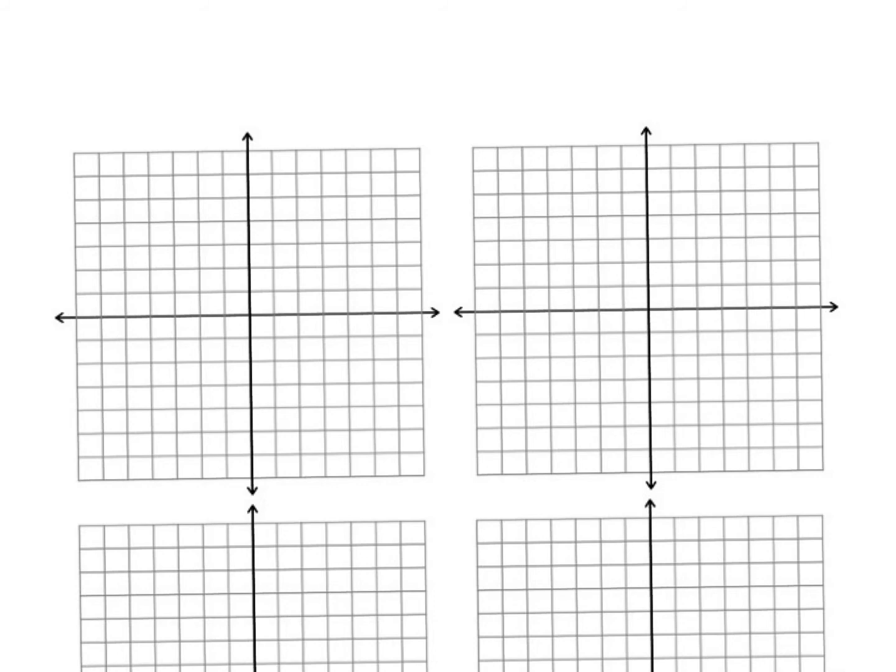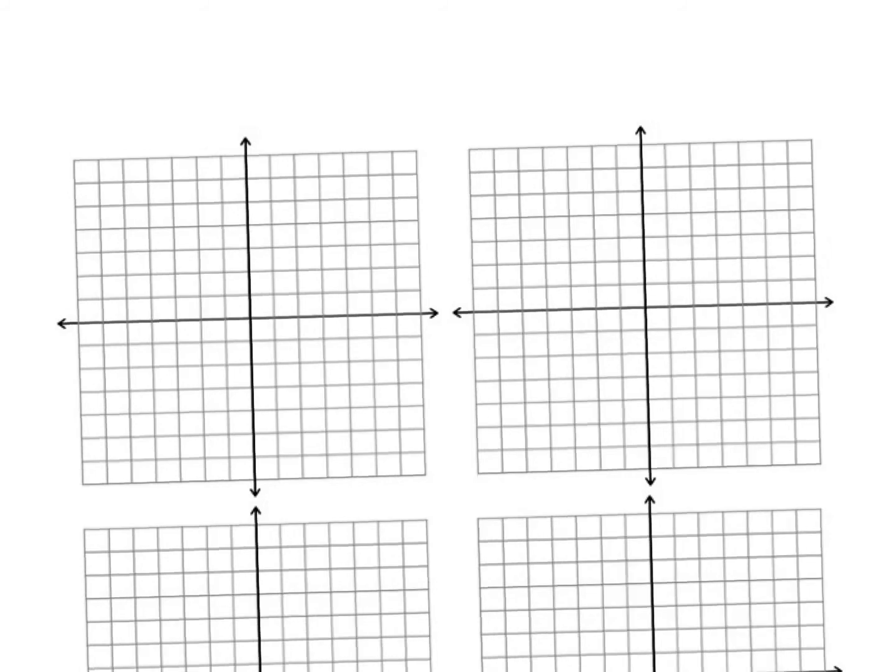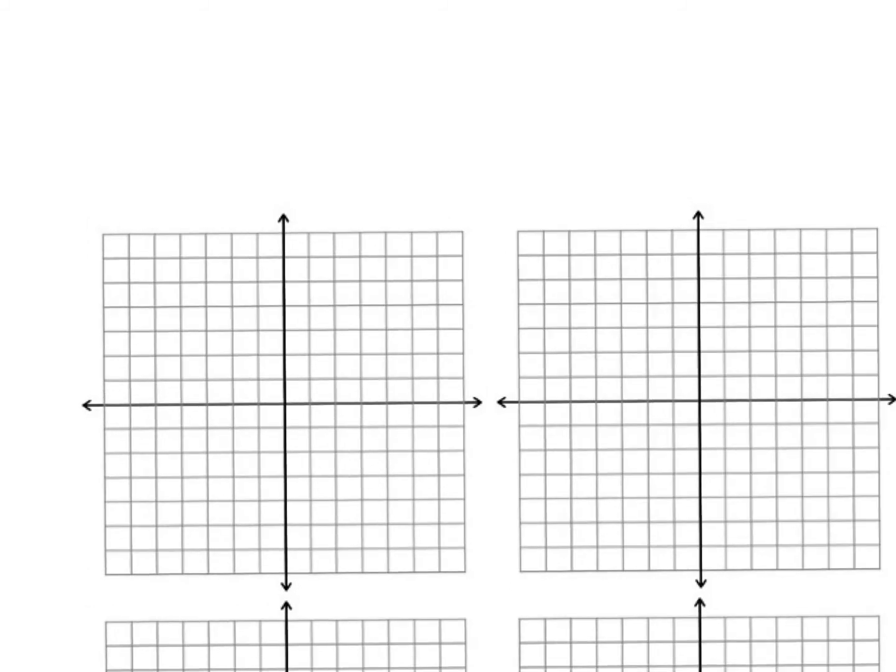So let's say we have two vectors, okay, and we'll call those vector u, and the component of u is 3, 6, and a second vector v, and the component of v is 7, 0.